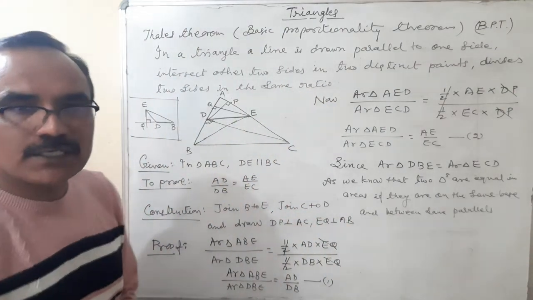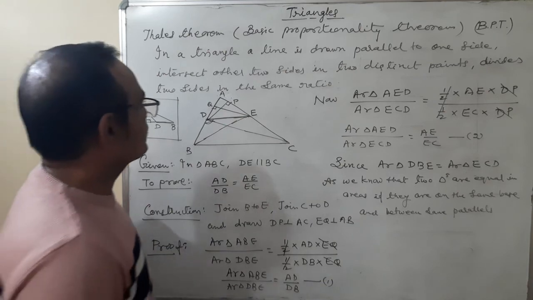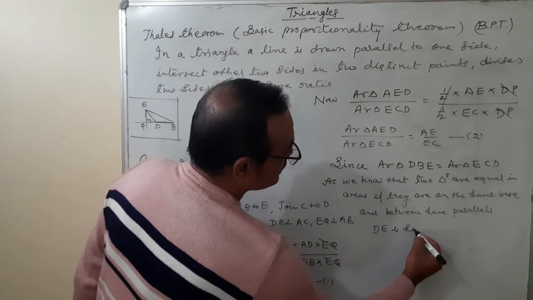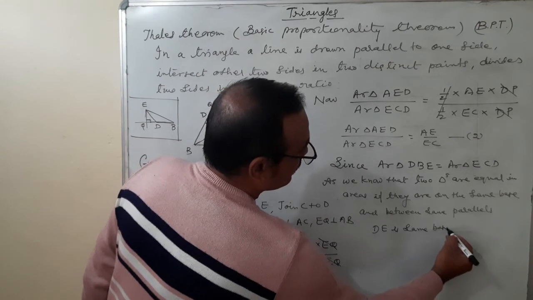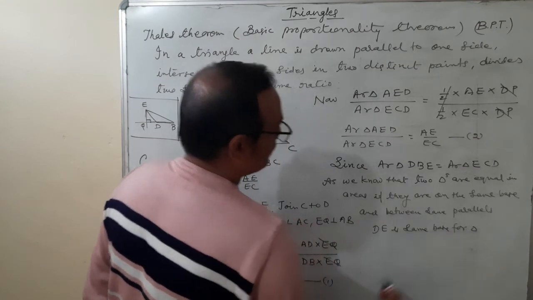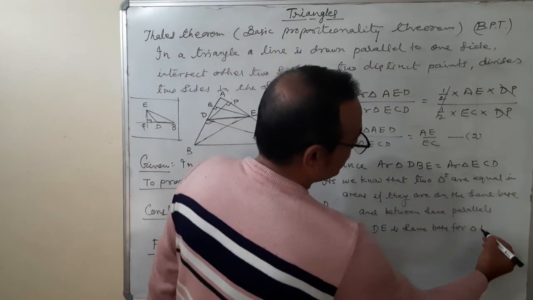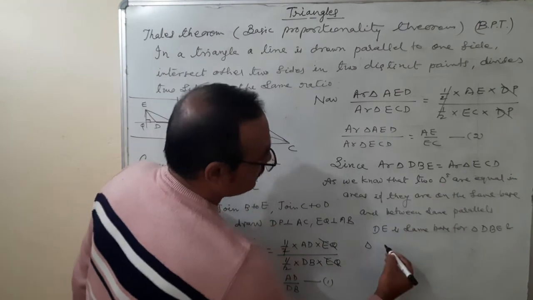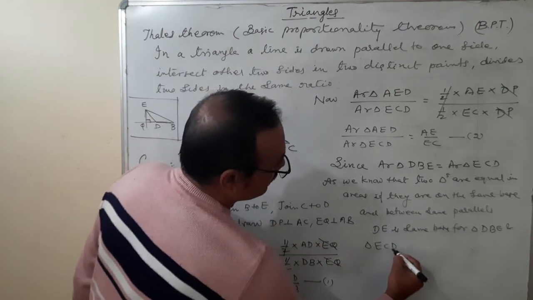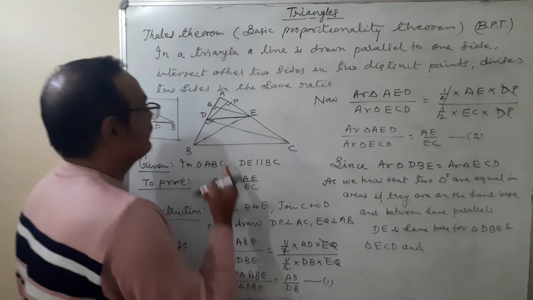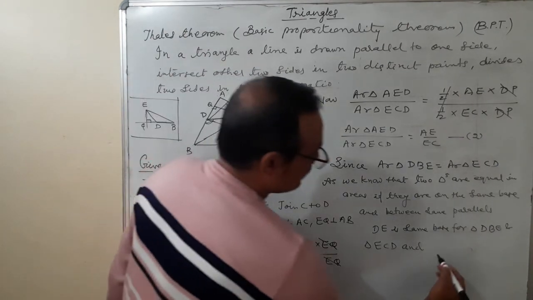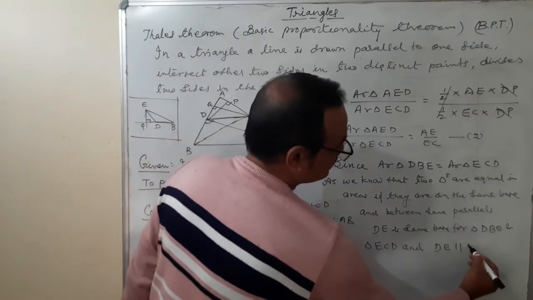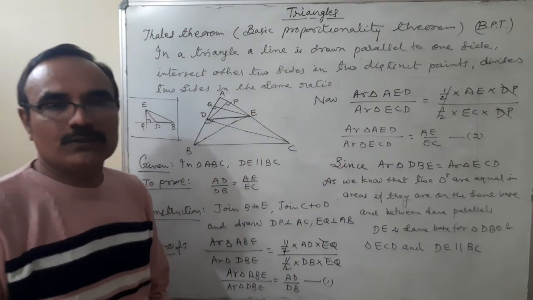They are on the same base and between the same parallels. So here you see that DE is the same base for triangle DBE and triangle ECD, and DE is parallel to BC.